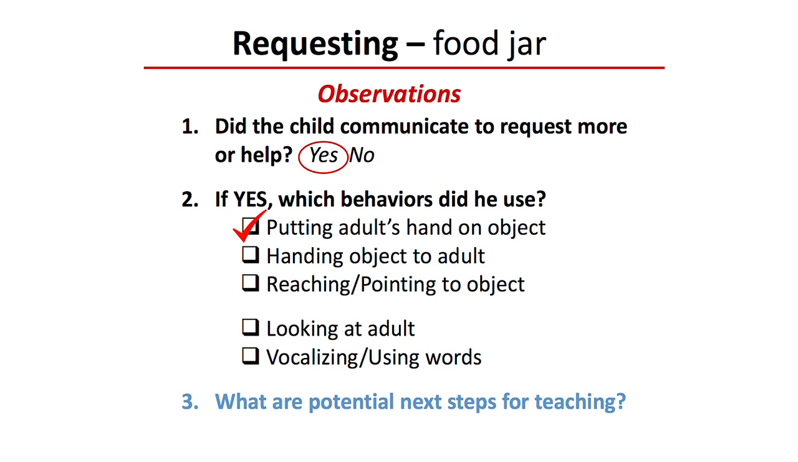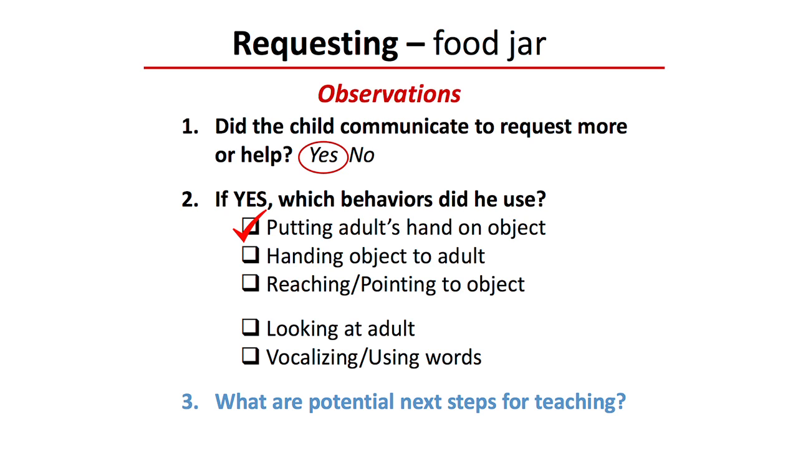Which behaviors did he use? Okay, I already told you. So he put the adult's hand on the object. Okay, did he do anything else? Did you see any other, did he hand it or reach or point? I don't think so. Did he look or vocalize? No. Okay. So, what do we do with this information?